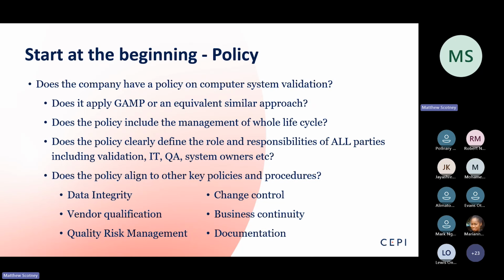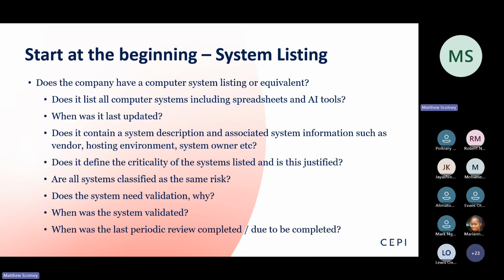We've discussed this term quality risk management. So typically organizations within the pharma industry have a quality risk management policy and procedure. How does computer system validation link with quality risk management? Are they joined? Do they interact with each other, or are they completely separate? Similarly, with change control, business continuity and documentation, what we're looking for here is a policy that really well defines how you do computer systems validation and how it fits with the rest of your documentation.